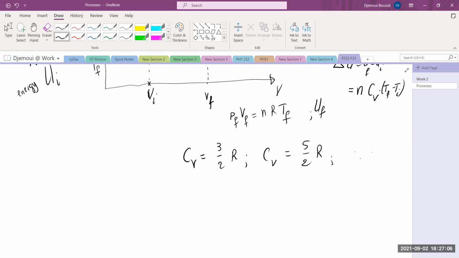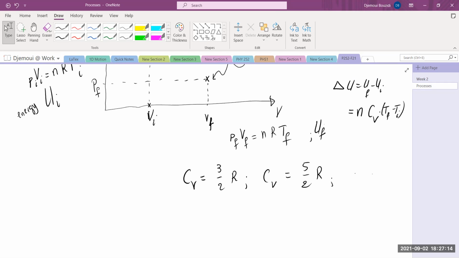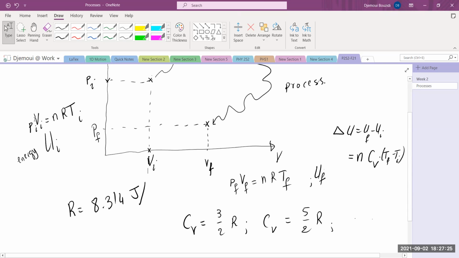Okay, it has the same units as the gas constant, because remember, R is a fixed number. R is just based on experimentation. It is 8.314 joules per Kelvin and per number of moles.